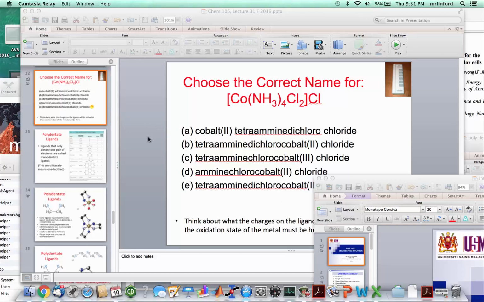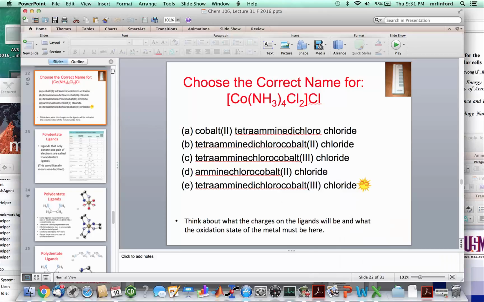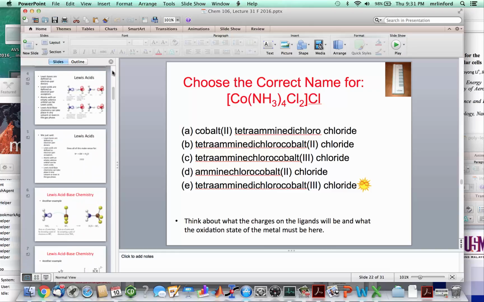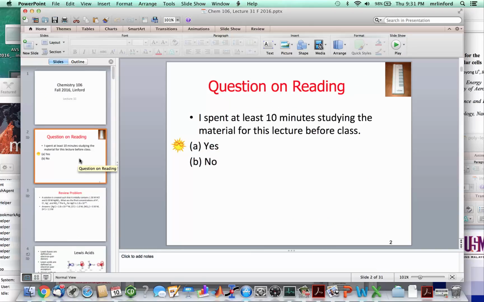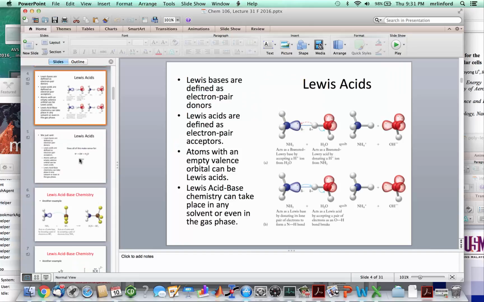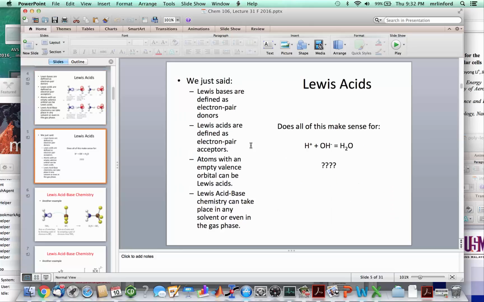Well, welcome. When we left off, we were talking about transition metal complexes. To go through the previous slides quickly, we started talking about Lewis acids and bases. A Lewis base is an electron pair donor. A Lewis acid is an electron pair acceptor.